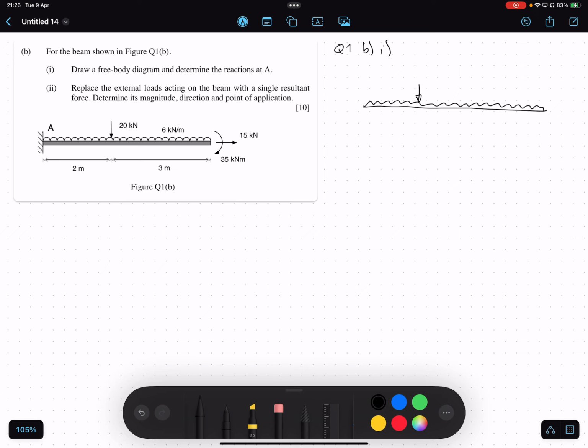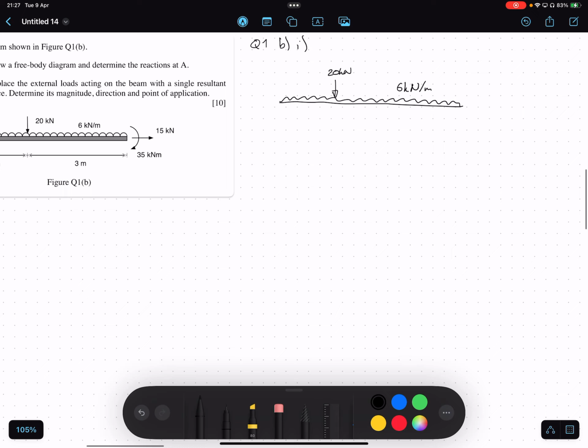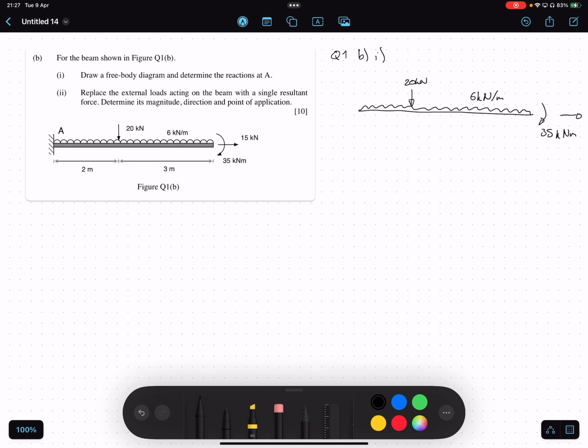So we have a force of 20 kilonewtons acting here. This UDL, or uniformly distributed load, is 6 kilonewtons per meter. We also know that we have a moment acting clockwise at 35 kilonewton meters and some horizontal force of 15 kilonewtons.